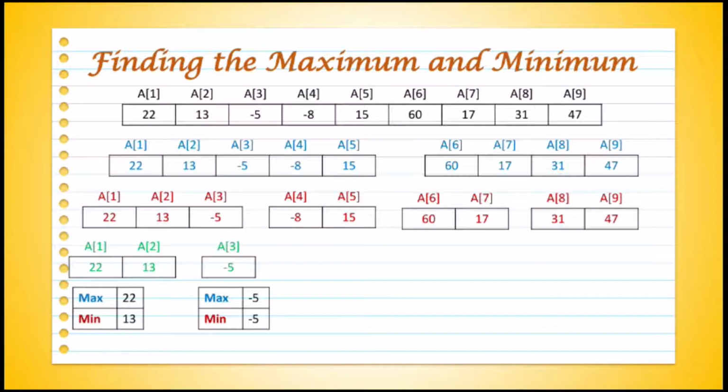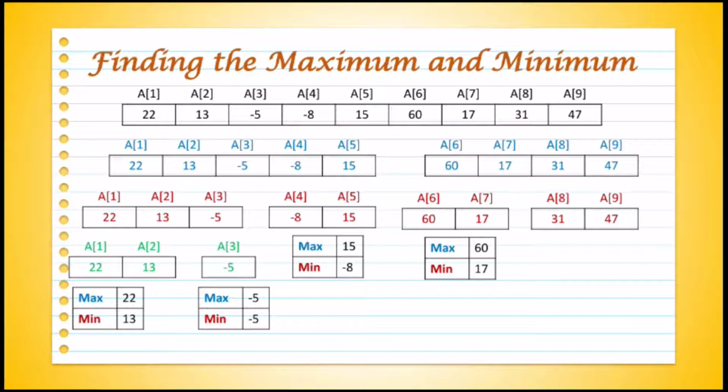Next, for the fourth and fifth elements, 15 is the maximum value and -8 is the minimum value. Similarly, for the sixth and seventh elements, 60 is the maximum value and 17 is the minimum value. Next, for the 8th and 9th elements, 47 is the maximum value and 31 is the minimum value. Now for every smaller problem we have got the solution, that is the maximum and minimum value. Now to get the final solution, we have to combine all these answers.